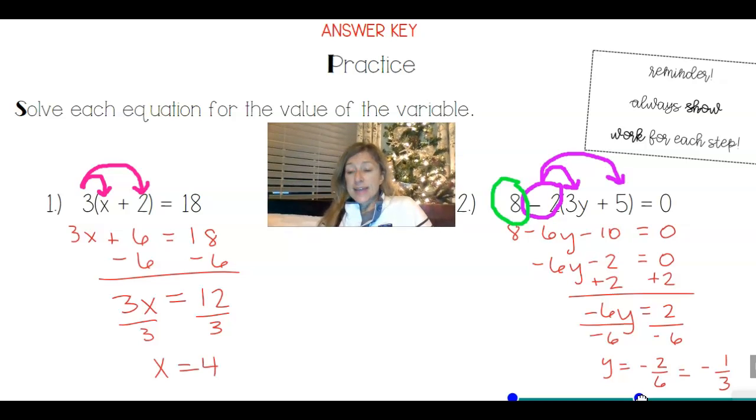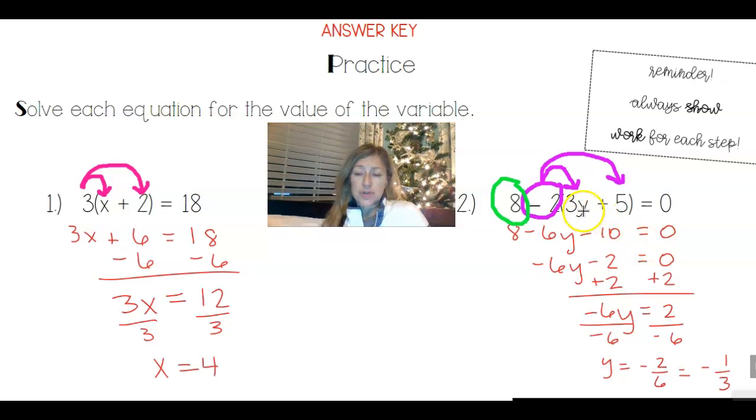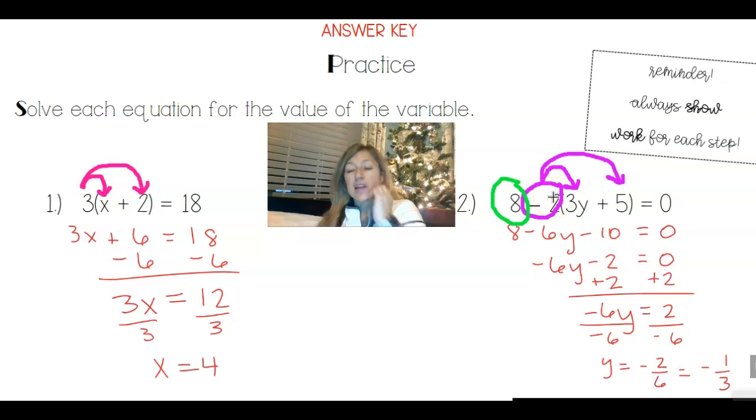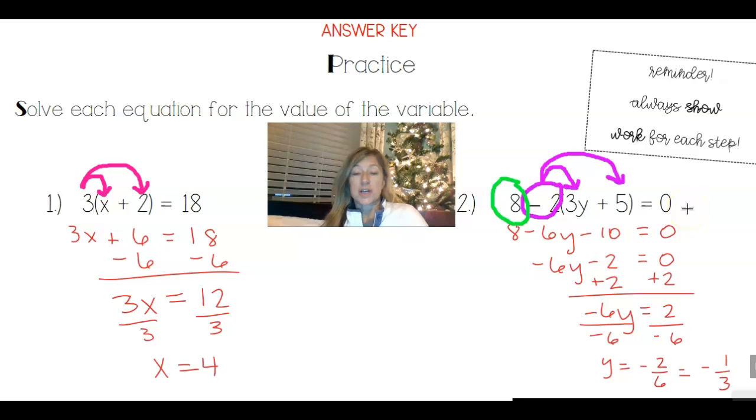In this case, if you're going to check this in your head, please bear with me. If I take negative 1/3 and I substitute it in here for y, it actually works out really nice. Because if I multiply 3 times 1/3, I get 1. A third of 3 is just 1. So I have negative 1 plus 5. Well, negative 1 plus 5 is 4. 4 times negative 2 is negative 8. 8 and negative 8 makes 0, so it does check.